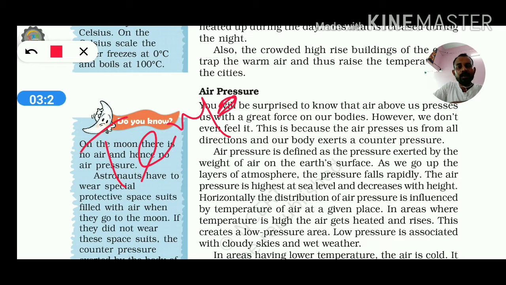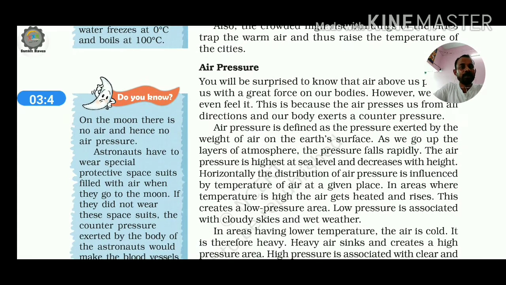What is the reason? The air masses get heated. When they are heated, obviously they can move in different directions. The air can easily move from one place to another. So we see that temperature is very important for determining the air pressure. Look, air pressure is highest at sea level and decreases with height. Horizontally, the distribution of air pressure is influenced by temperature.